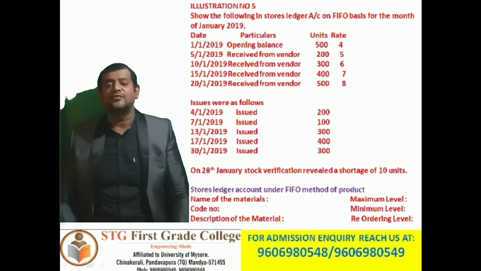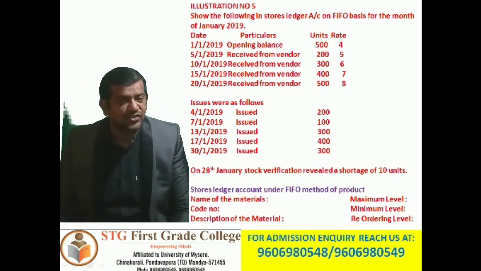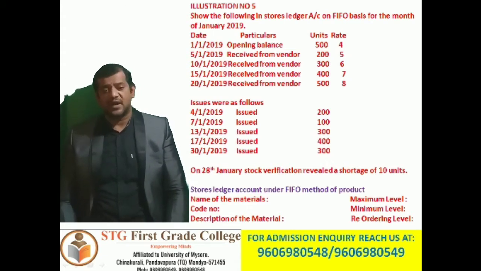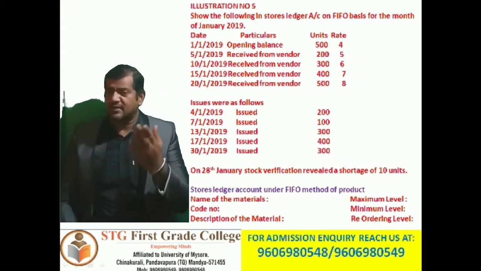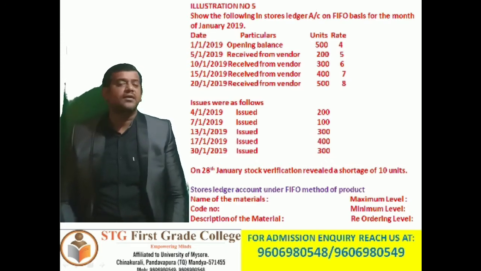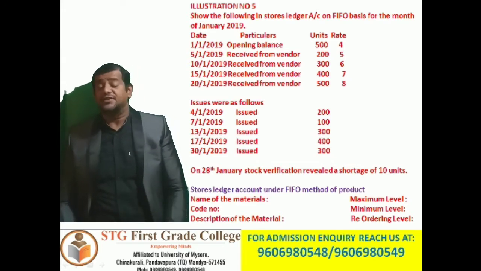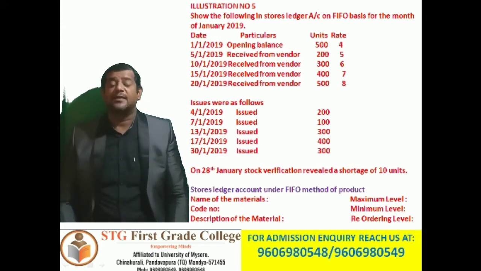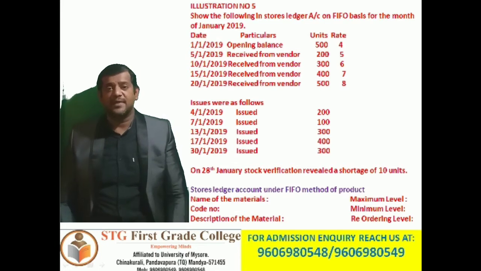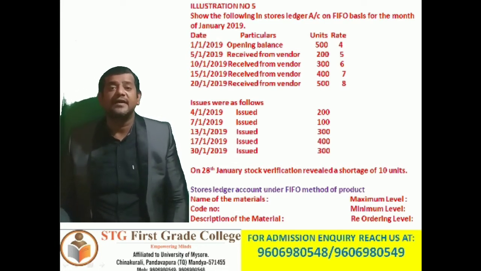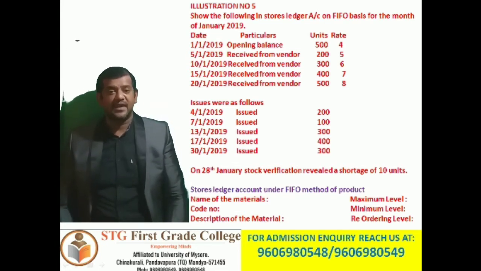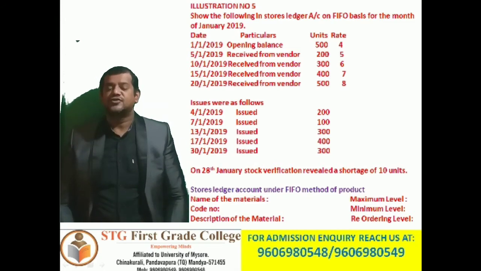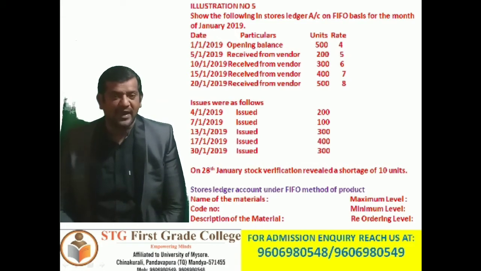For that, take down the heading, that is stores ledger account under first in first out method of a product. The name of the material is not given. Code number, there is no information about it. Description of the materials, again there is no information about it. And maximum level, minimum level and reorder level. After that you are supposed to open a table.